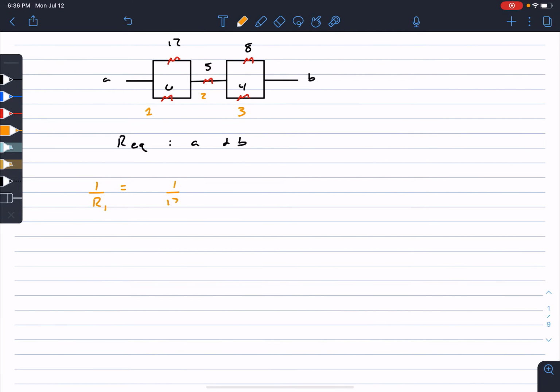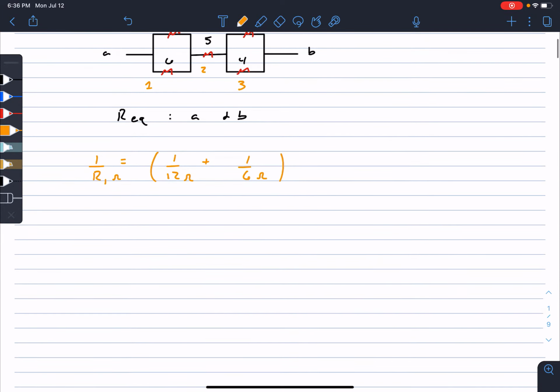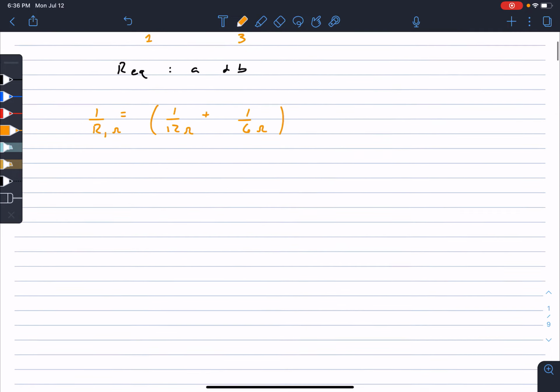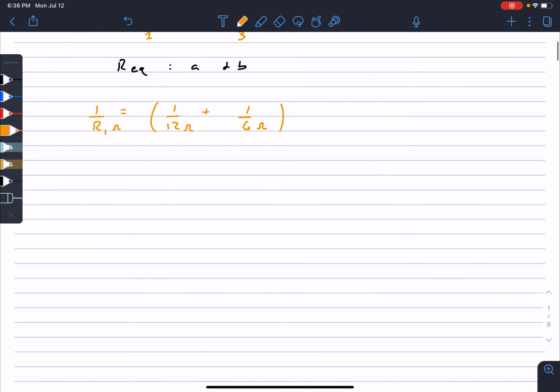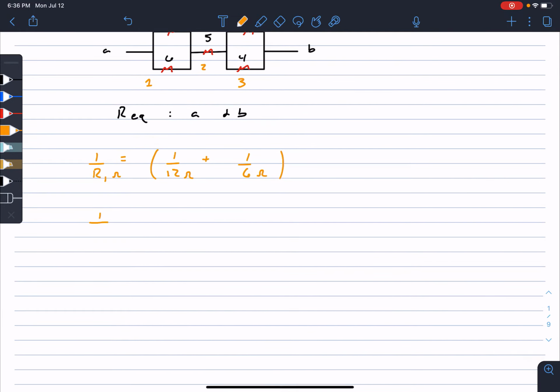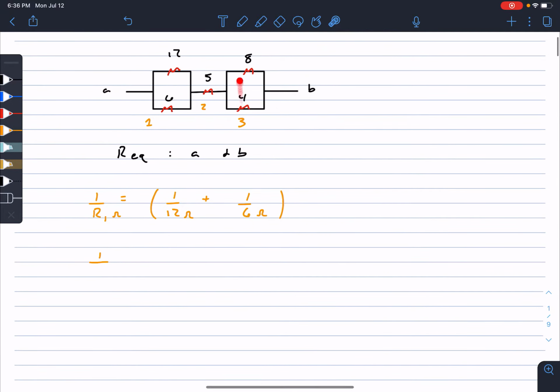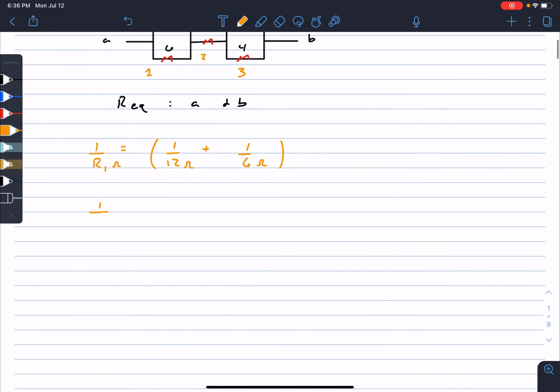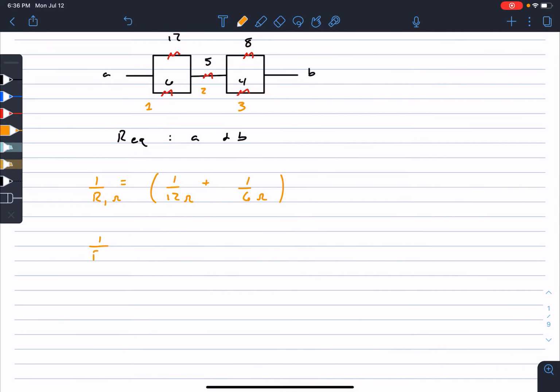It's going to be 1 over 12 plus 1 over 6. The units are in ohms, by the way. Right? So that's it. And then we just do the same thing for loop 3. We need this one to be summed up as well. So we'll go to loop 3 and we'll sum up 1 over 8 ohms plus 1 over 4 ohms.